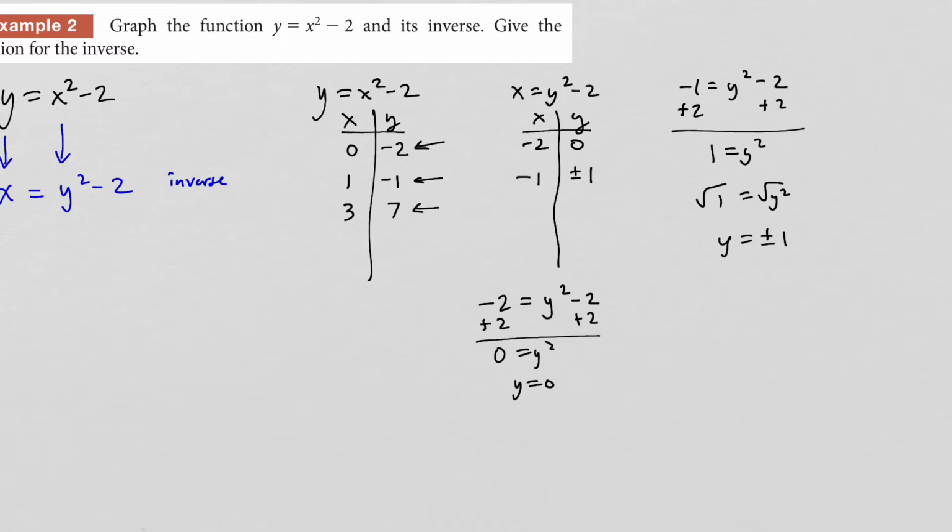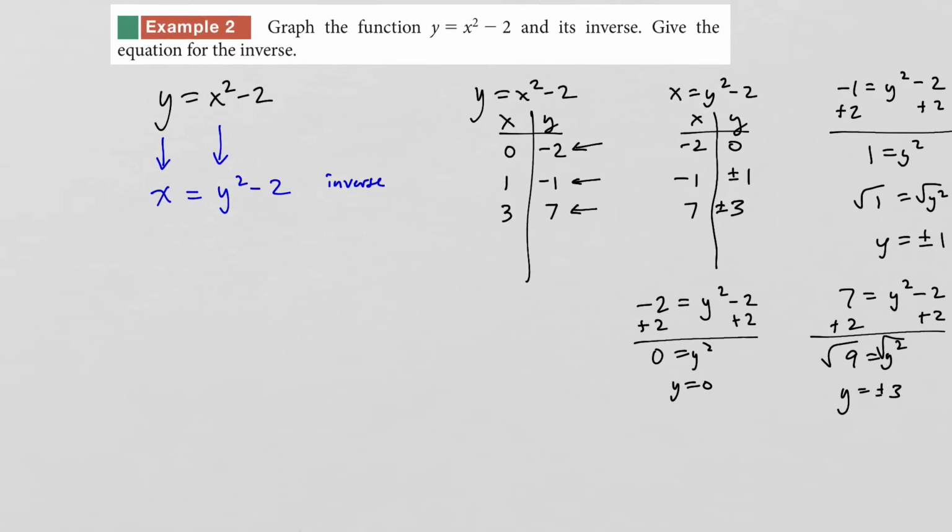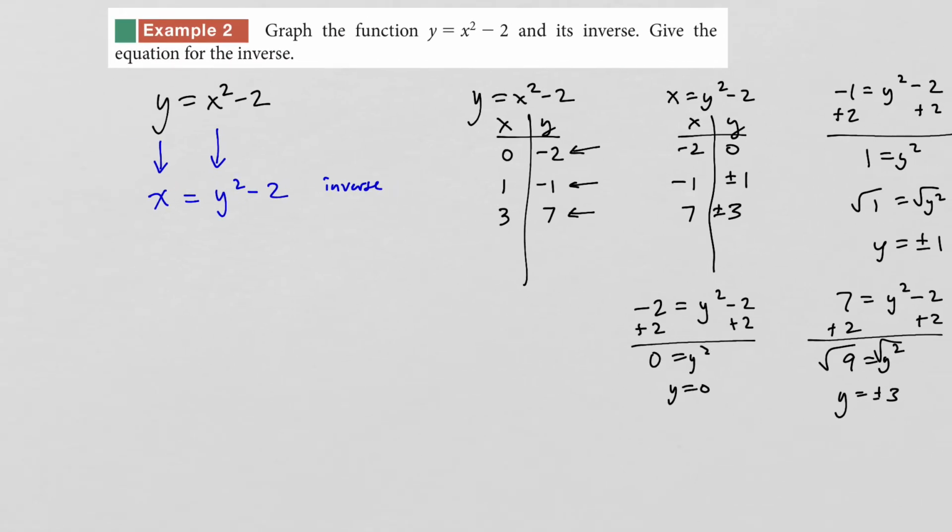If y is 7, that's going to correspond to x equals 7 in the second equation. And if I let x equals 7 in the second equation, we can solve for y. And you'll notice, once again, we get 2 values for y. We get positive or negative 3. So this is a little bit of an issue. Let's take a look at the graphs to see what's going on here.